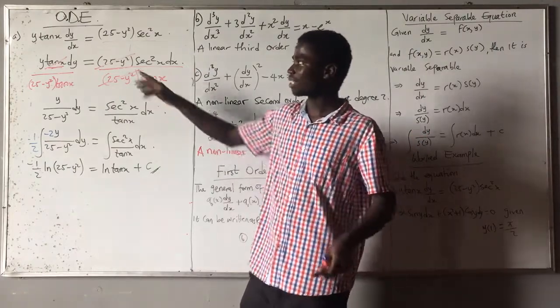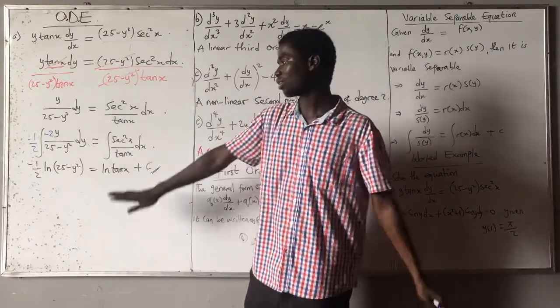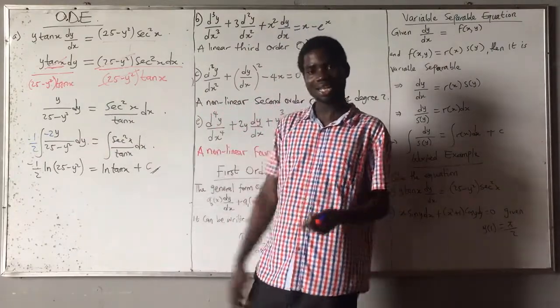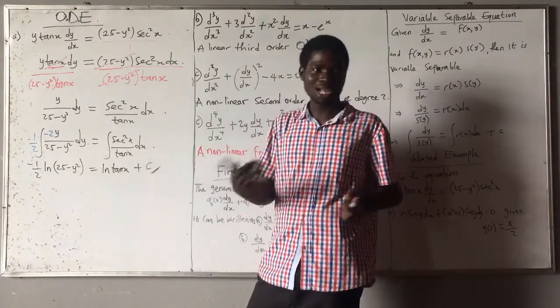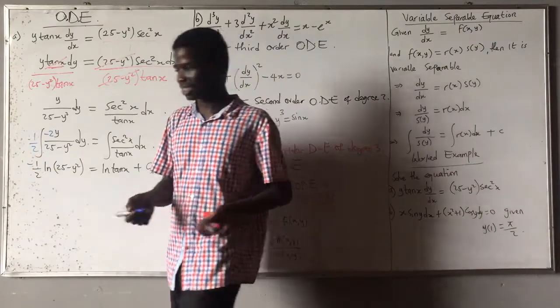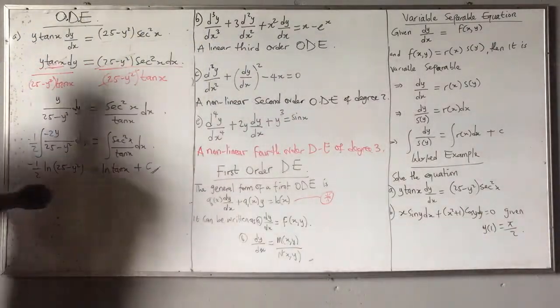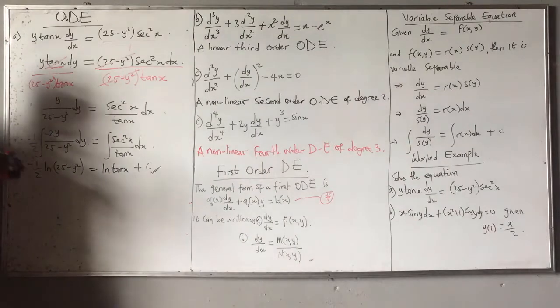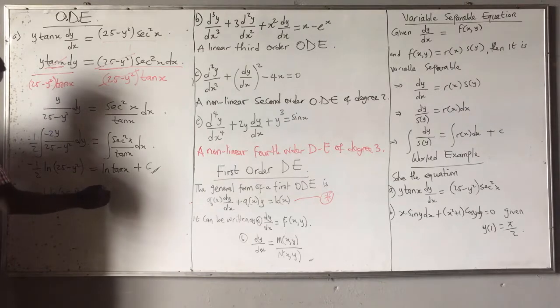Once you can remove the y dx and the integral, you are done. You can leave your answer like this. But if you want to show style, you can still simplify your answer, maybe remove this ln. So I will have minus 1 over 2 ln of 25 minus y squared is equal to ln of tan s.